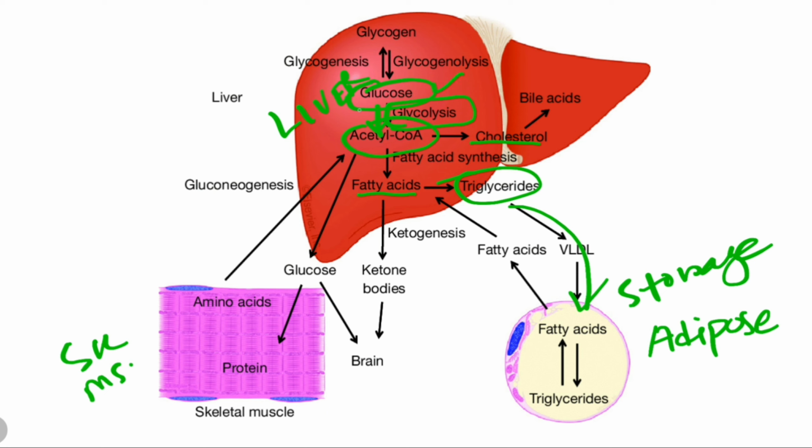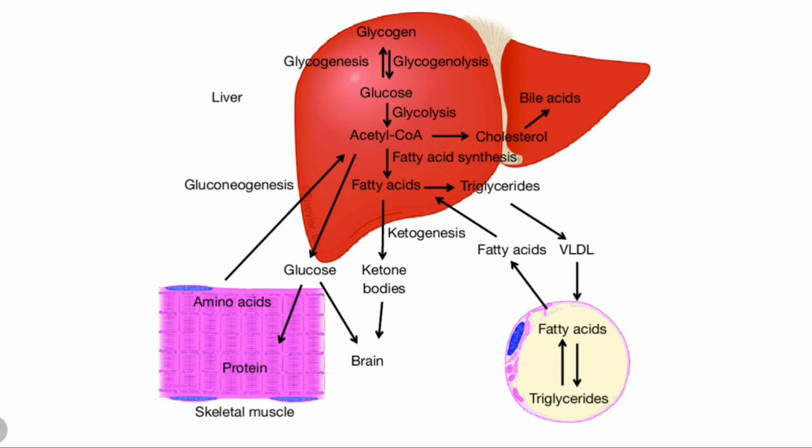Also, the same glucose can get converted to glycogen by the process of glycogenesis, which is another storage form. Insulin promotes glycogenesis also. And insulin also promotes storage of protein.